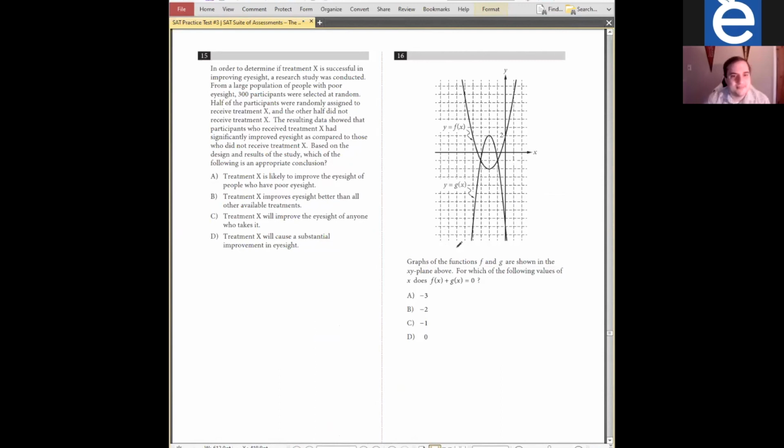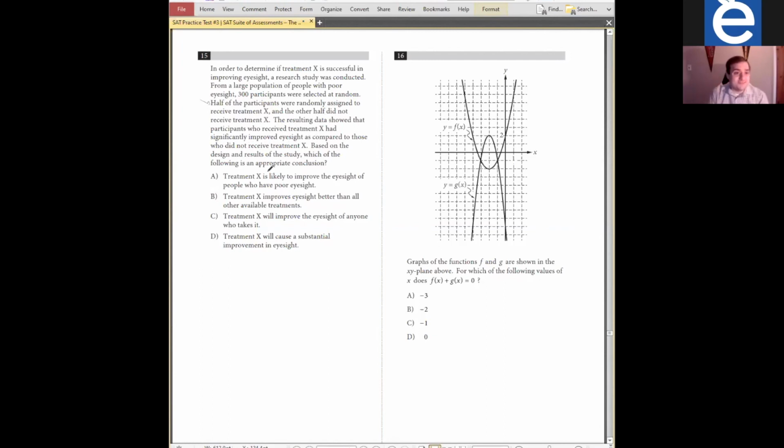All right. So in order to determine if treatment X is successful in improving eyesight, a research study was conducted. From a large population of people with poor eyesight, 300 participants were selected at random. Half of the participants were randomly assigned to receive treatment X, and the other half did not receive treatment X. All right, so we're doing a study where we're controlling our variables. The resulting data showed that participants who received treatment X had significantly improved eyesight as compared to those who did not receive treatment X. Based on the results of the study, which of the following is an appropriate conclusion?